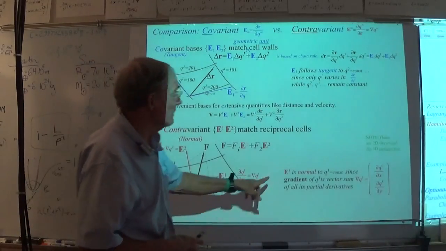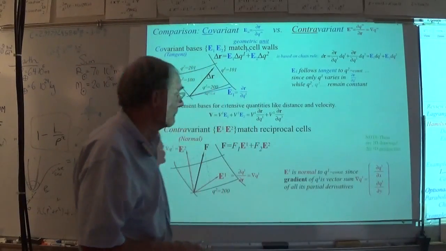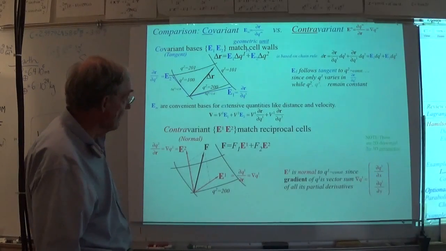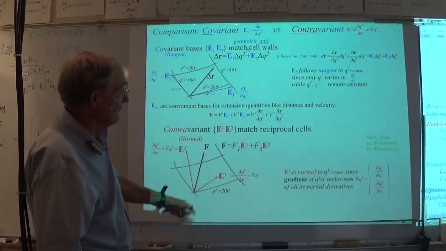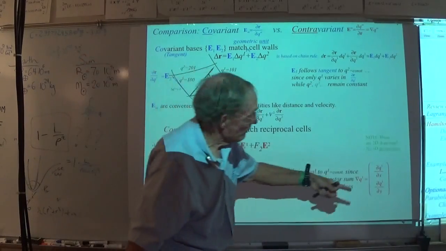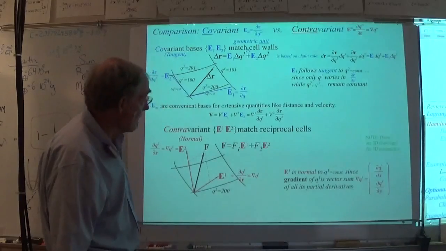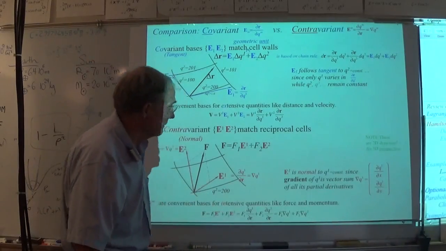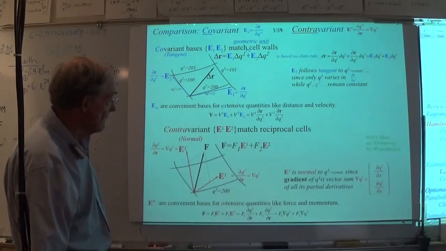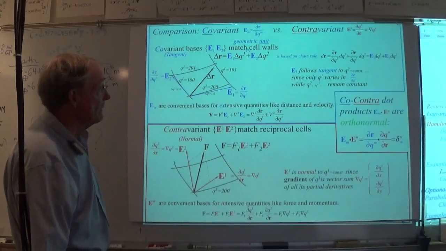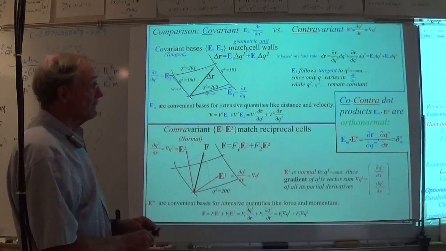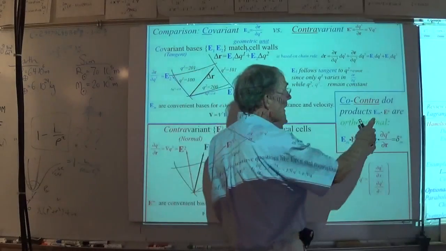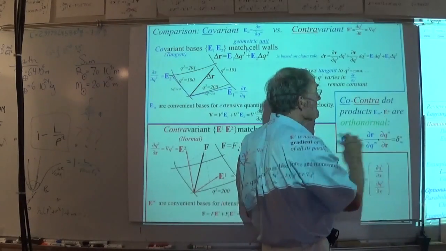Okay, so I point here, it's normal, it's gradient, and so it's a vector sum of the partial derivatives that make up the Jacobian, but here it's got the inverse Jacobian components being used. As I say, intensive quantities like force and momentum. That makes sense there. Okay, now here's something that definitely happens, and that is the dot products of covariant with contravariant are mutually orthonormal.